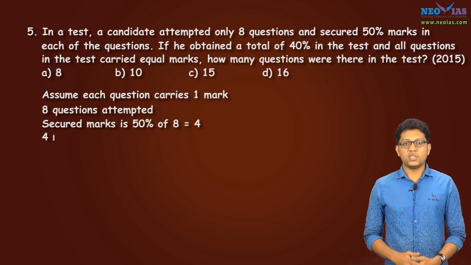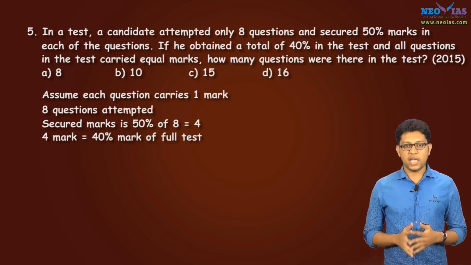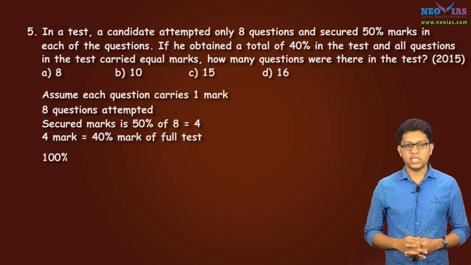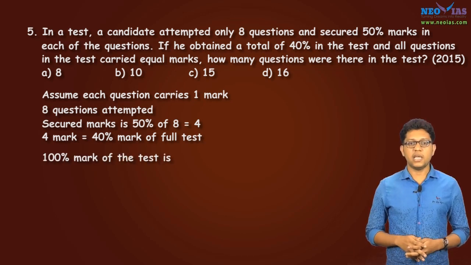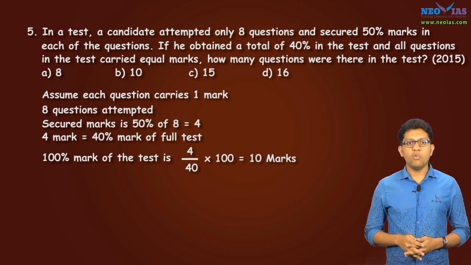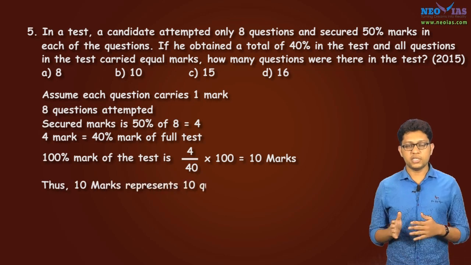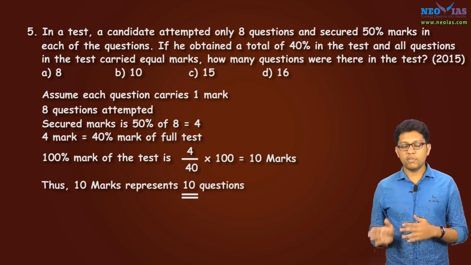Now these 4 marks are only 40% mark of the full test, and because the test is out of 100%, we can find out these 100% as 4 by 40 into 100 equal to 10 marks. Now each question carries 1 mark each, thus 10 marks represents 10 questions and your answer will be 10 out of the 4 options.